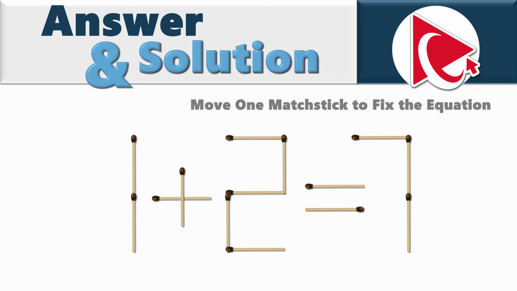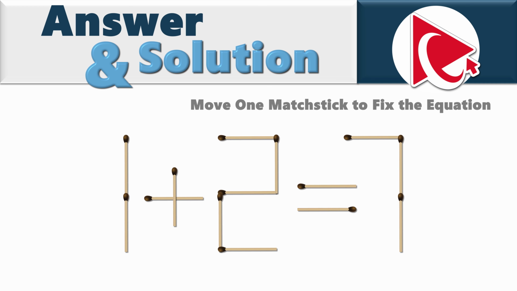Knowing rules and consideration, it becomes very easy to solve this equation. We just need to move one matchstick from 7 and make 1 a negative number. The correct expression here is -1 plus 2 equals 1.